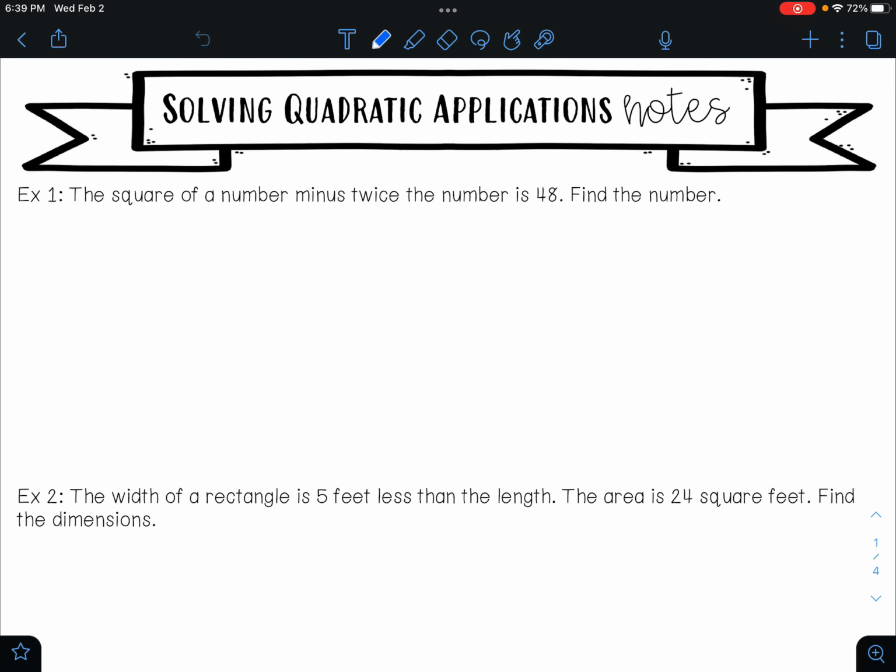Hello mathematicians! In today's video, we're going to solve quadratic applications. All that means is that we're going to be solving word problems that involve quadratic equations.